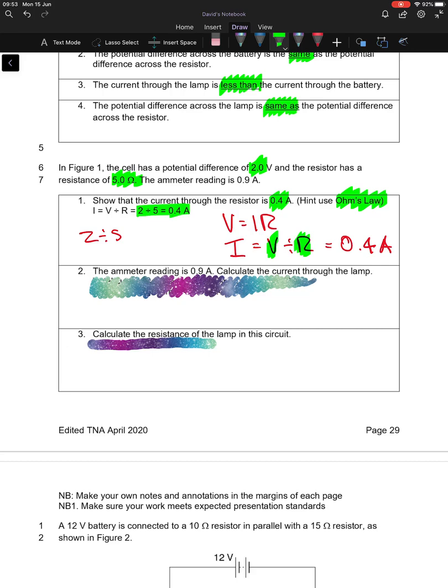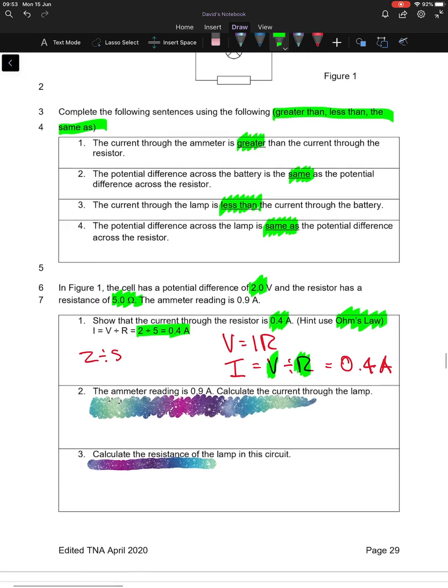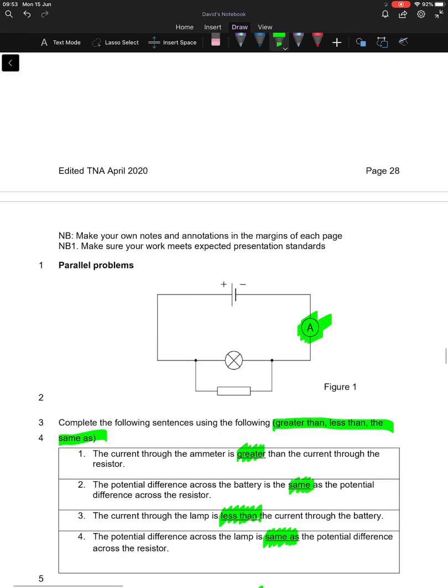Now the ammeter reading is 0.9 amps. Calculate the current through the lamp. So in our circuit, up here, the total current, because it's at the end, the total equals 0.9 amps, doesn't it? Now, calculate the current through the lamp.